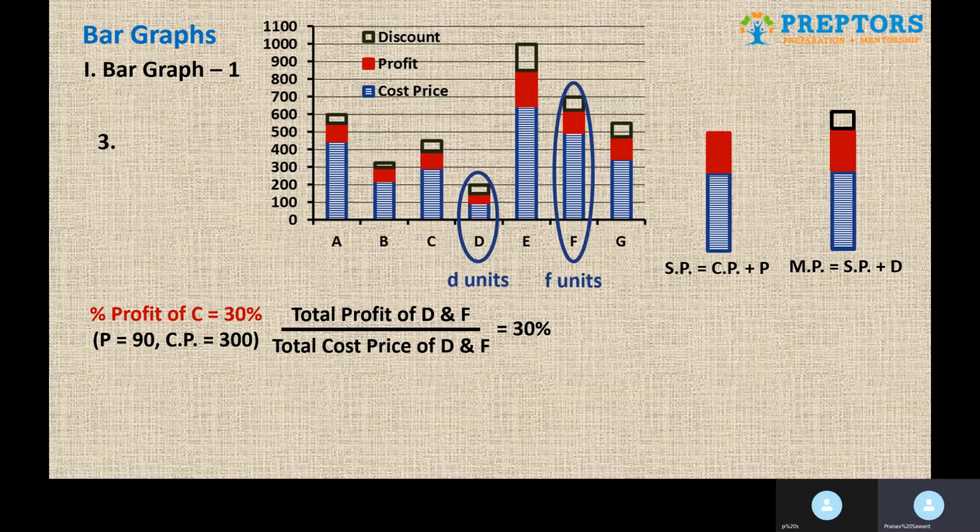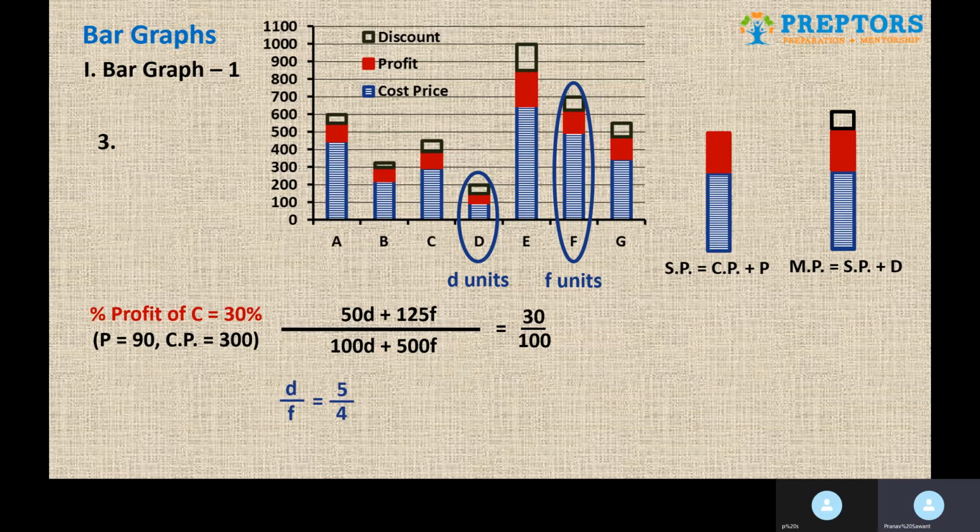So now I'll substitute the values. So 50 into D, so D for D units, F for F units: 50D plus 125F upon 100D plus 500F. And at the right hand side, it will be 30 upon 100. Now, simply cross multiplying will give us the answer as D upon F is equal to 5 by 4.